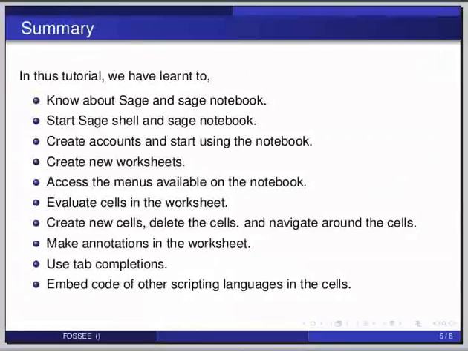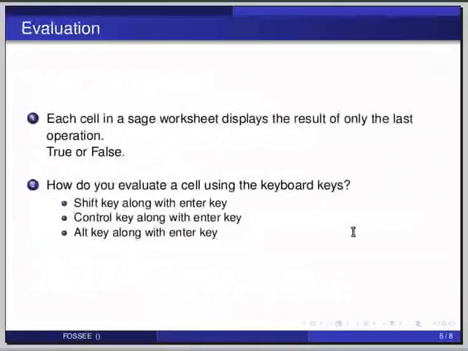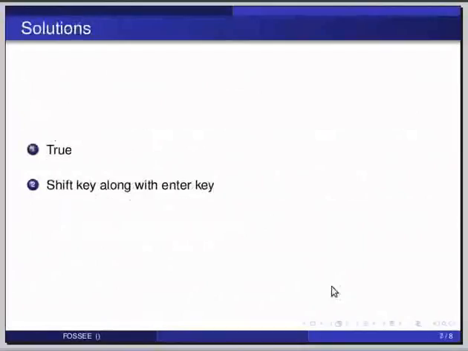So here are some self-assessment questions for you to solve. First one, each cell in a Sage worksheet displays the result of only the last operation, true or false. Second one, how do you evaluate a cell using the keyboard keys? Shift along with enter, control key along with enter, or alt along with enter. Now the answers. The first one, the answer is true. By default, each cell displays the result of only the last operation. Second one, you have to press shift along with enter to evaluate a particular cell.